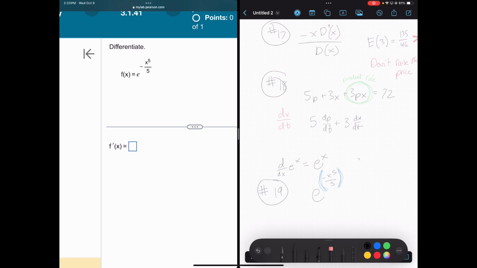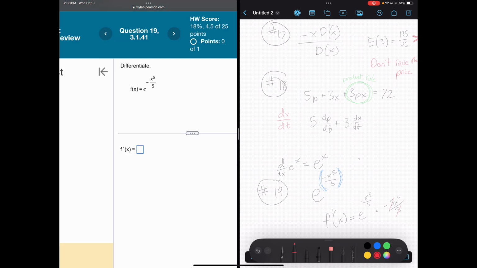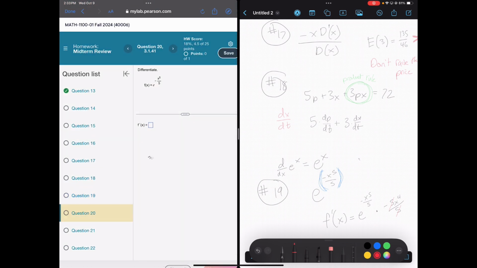Right now, and this one I can actually do pretty quickly. When I take the derivative, f prime of x, remember the derivative of e to the x stays the exact same. So I'm still going to have that whole piece, but then I have to multiply it by the derivative of that inside function, which is negative 5x to the 4th over 5. And the 5's can cancel. Cool. Okay. Question 20.